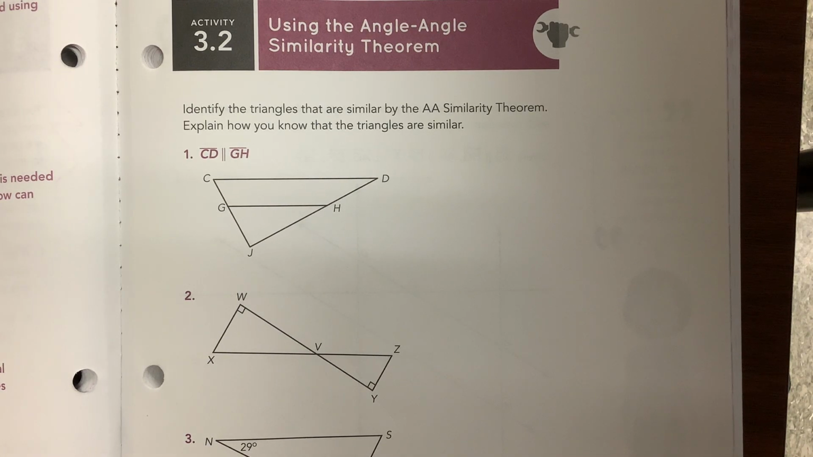We are now on Module 1, Topic 3, Lesson 3, Activity 3.2. It says identify the triangles that are similar by the AA similarity theorem. Explain how you know the triangles are similar. So let's do number 1 together.